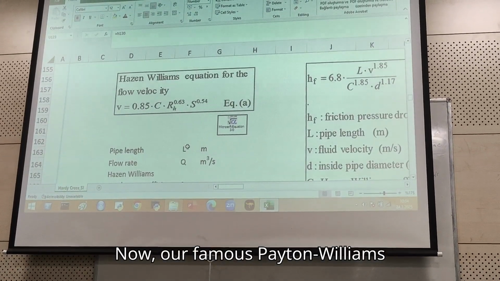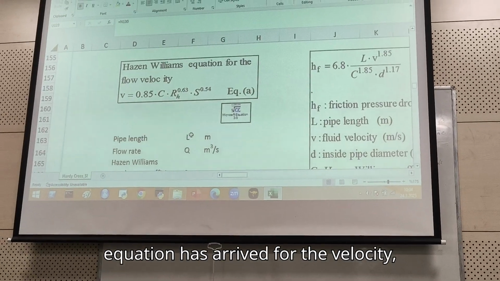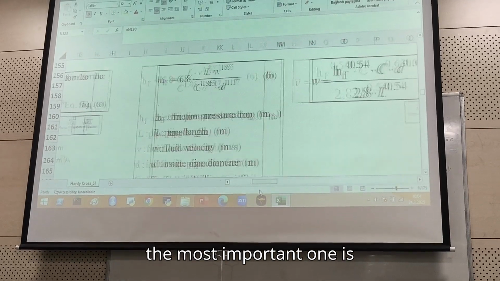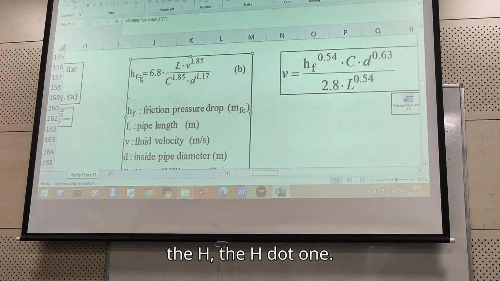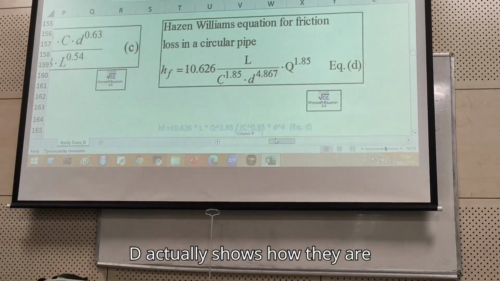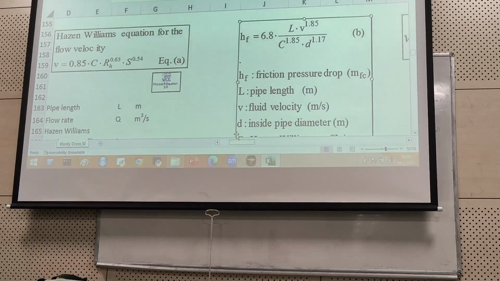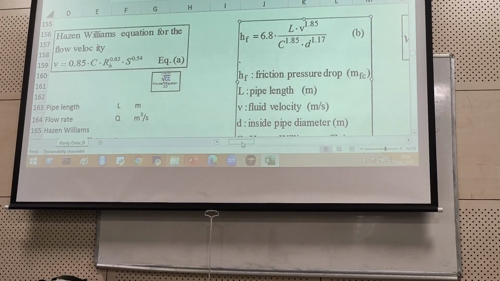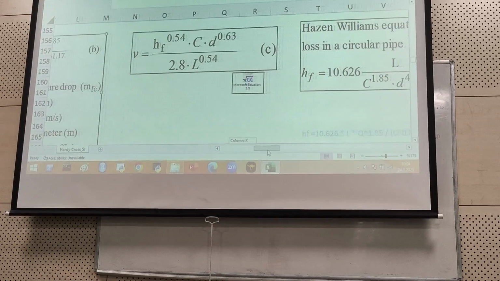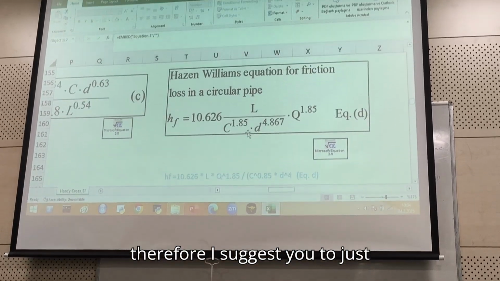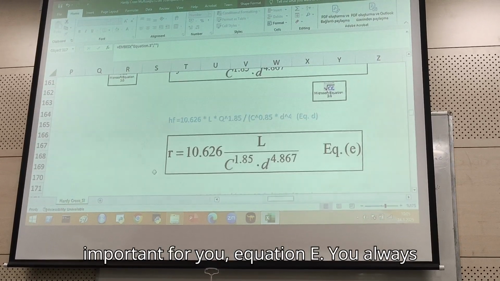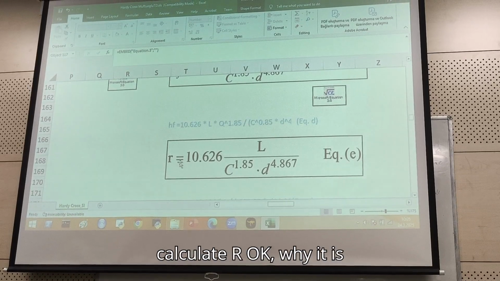Now, our famous Hazen-Williams equation has arrived for the velocity, which we will use later. For now, the most important one is the H, the head loss one. So this A, B, C, D actually shows how they are modified to the last place. So therefore, I suggest you to just look at some basic formulas. For example, this one is very important for you. Equation E, in order to calculate R.